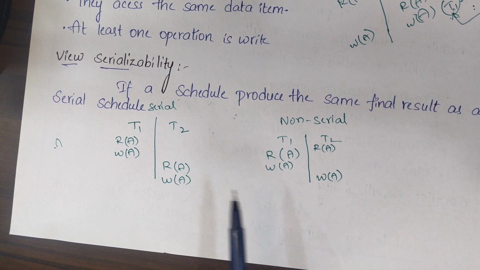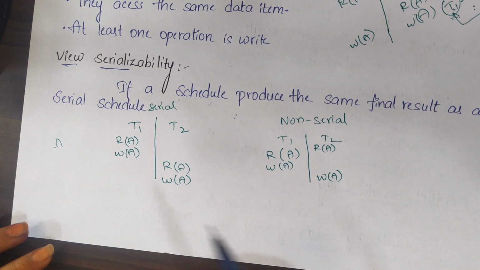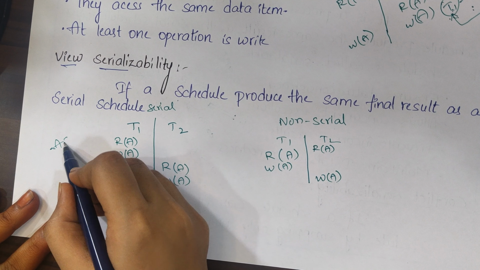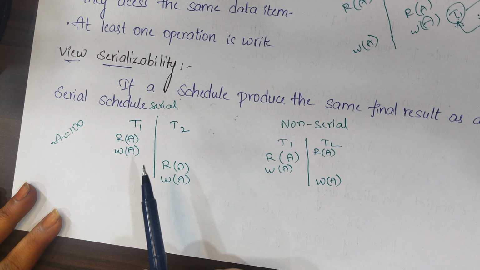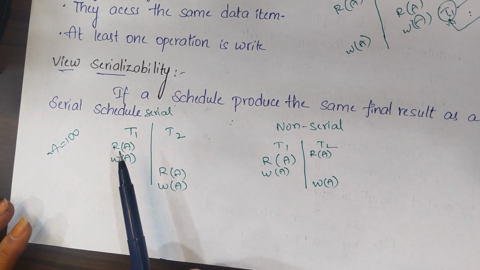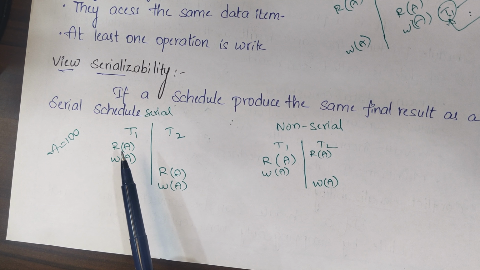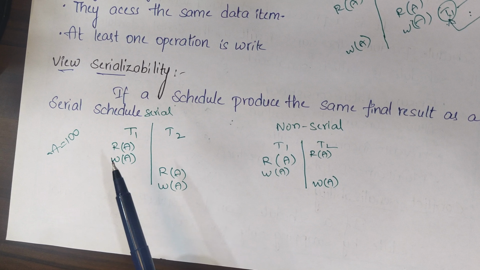Now we will consider this using a simple example. We are having a serial schedule here and a non-serial schedule here. We are considering the initial value of A as 100 rupees here. First, we need to check the first condition. What is the first condition? First we need to check which transaction is reading. Both the transactions are reading the same operation.